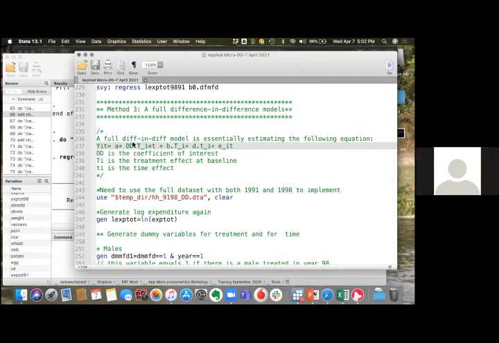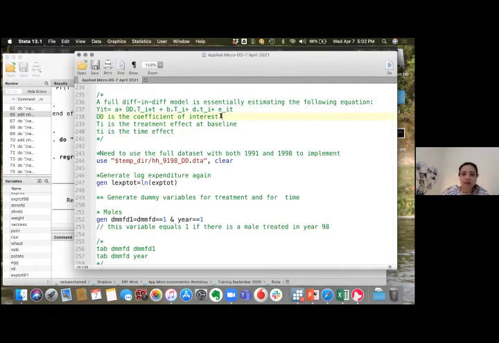Okay. So again, DD is the coefficient of the interaction. In our model it was beta. Small b, for the treatment effect, is gamma in our slides, and small d, the coefficient of the time dummy, is delta in our slides. Clear?